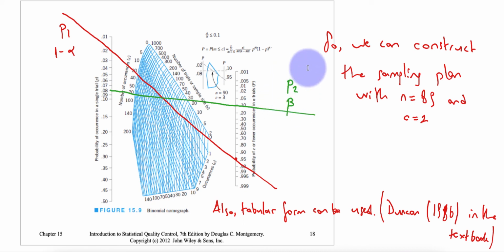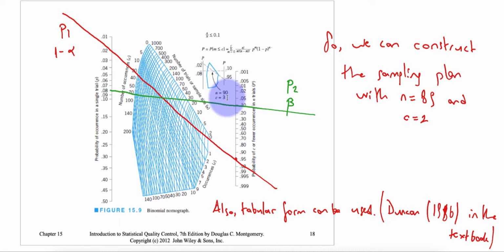And for the second point, we are going to take that P2 level here, then we are going to select the beta risk level here, then we are going to cross lines on these points, then the intersection point of these two lines will give us the design parameters. So here, for example, the intersection passes through, for example, here, when you zoom in, the sample size must be 90 and the c level must be 3.